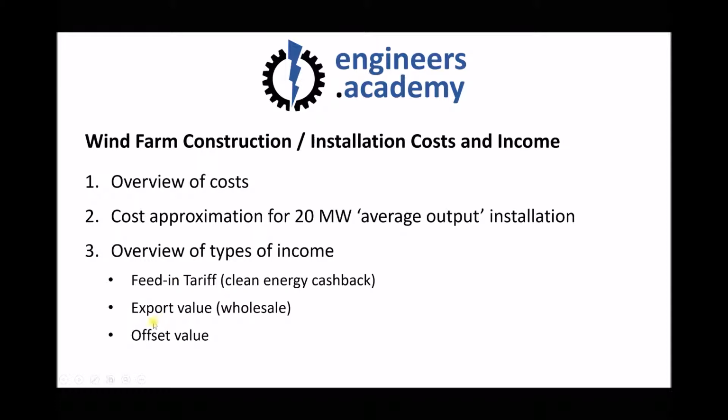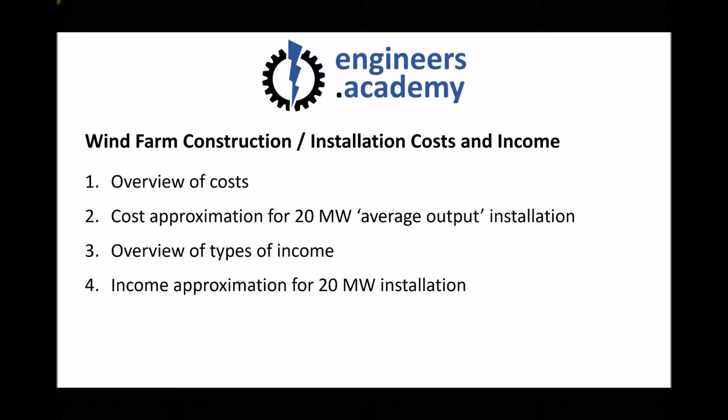Now, the other type of income is called offset value. And if an energy company both produces or generates and sells or supplies electricity, then they can offset what they purchase in the wholesale market. So as we've seen in the wholesale market, prices are very volatile. If a company also generates electricity, then they can offset what they purchase in that volatile wholesale market. They can basically choose their timing to get better prices.